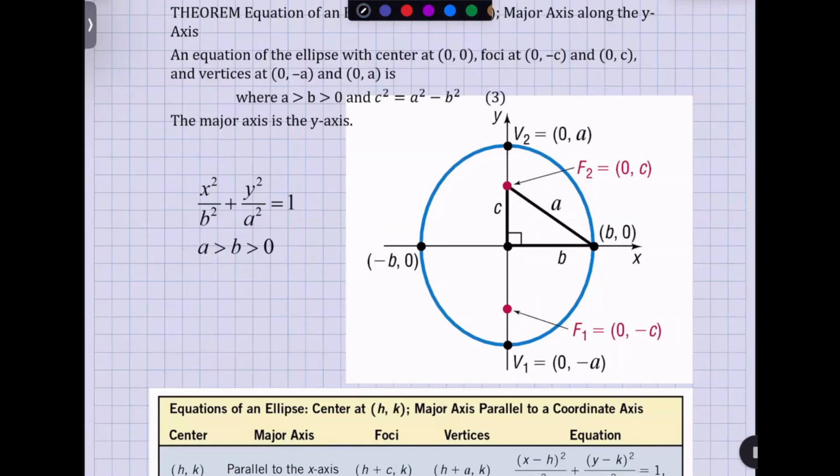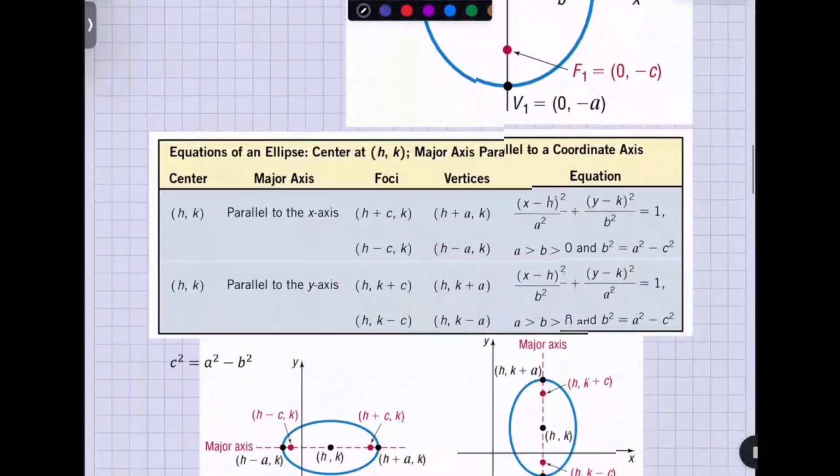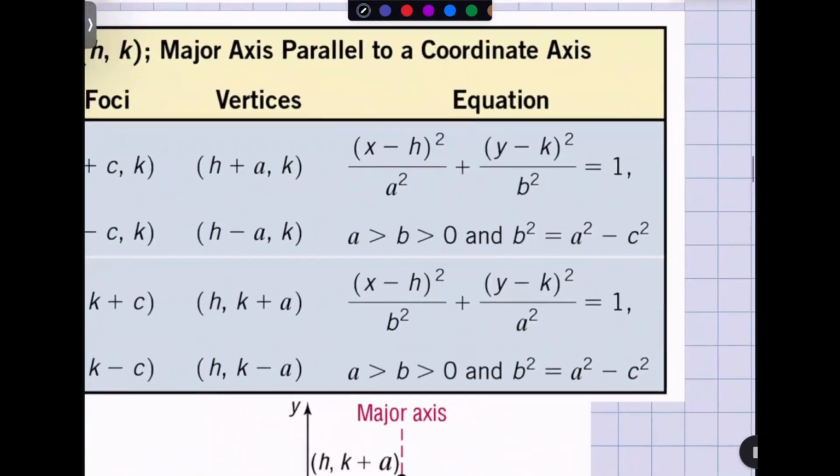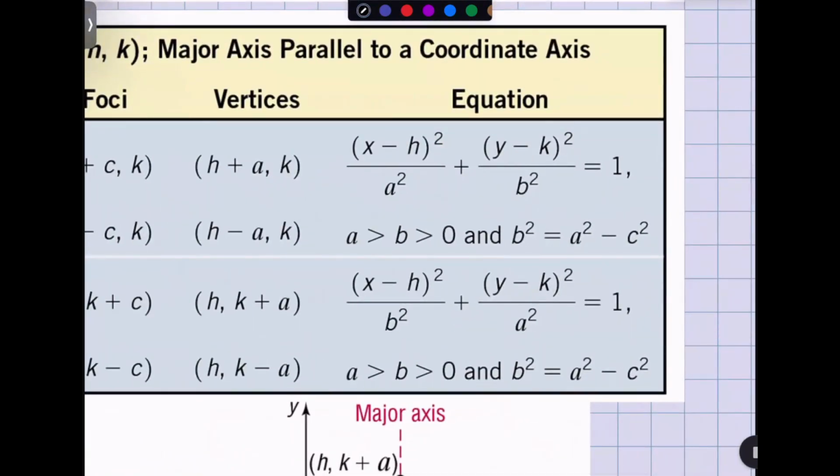And of course, if it's not in the center, we're still going to use H and K for the center. So the X squared would just be X minus H squared, and the Y squared would just become Y minus K squared. Same idea. So you'll see those formulas right here. Again, because the A squared is under the X squared, it's going to be elongated towards the X direction. If the A squared is under the Y squared, then it's going to be elongated towards the Y direction.